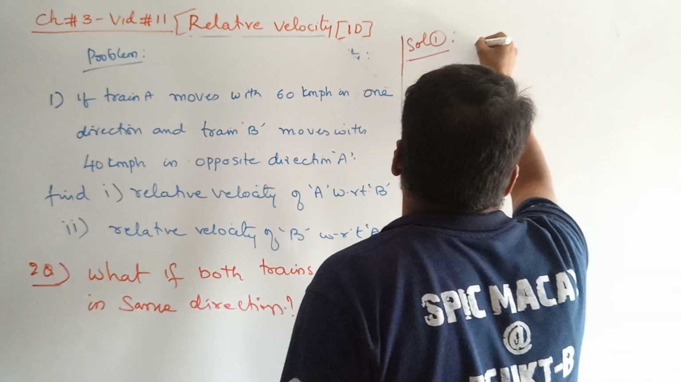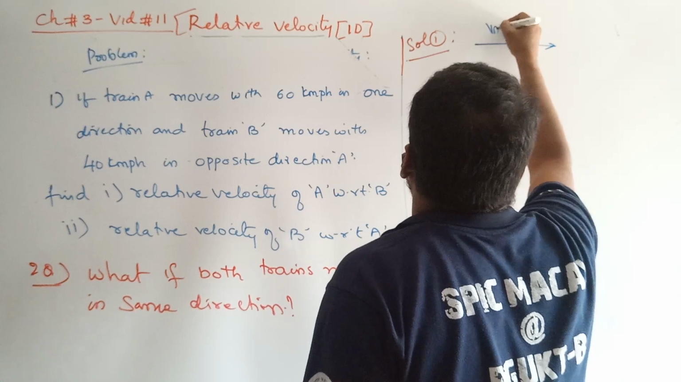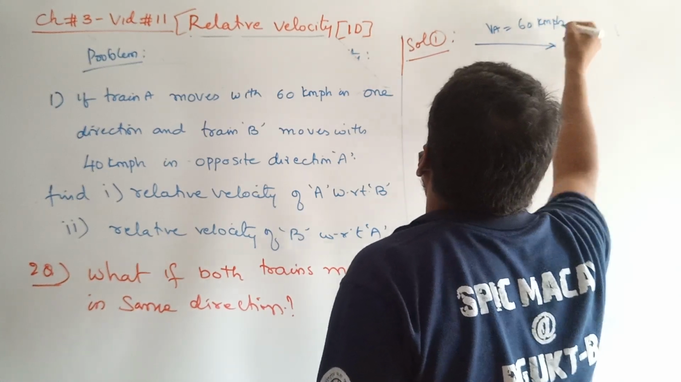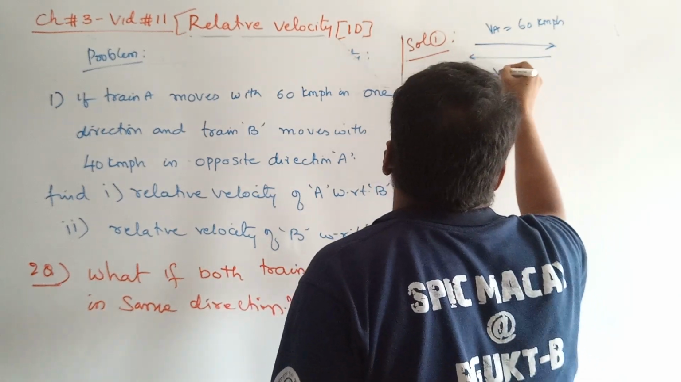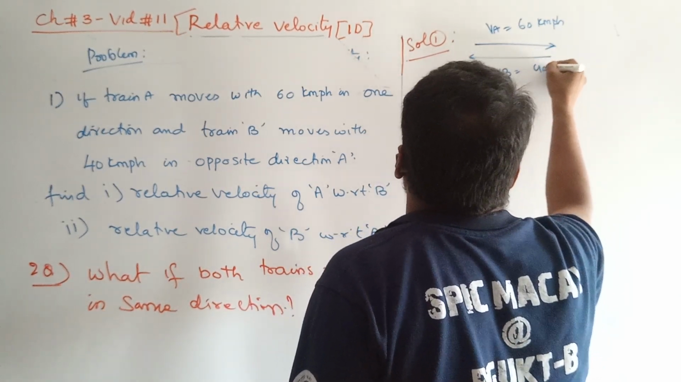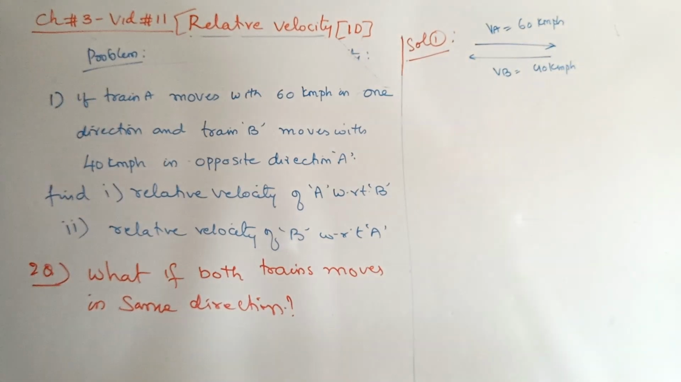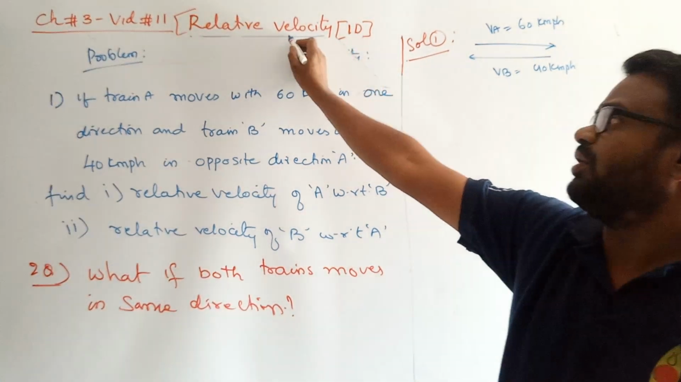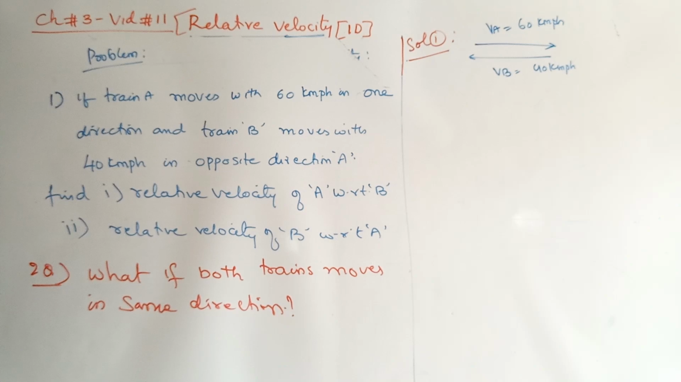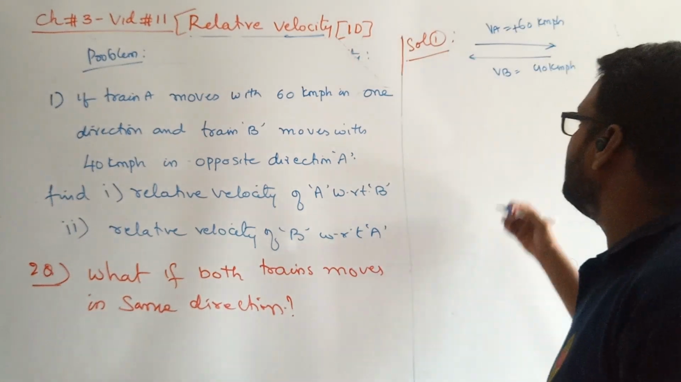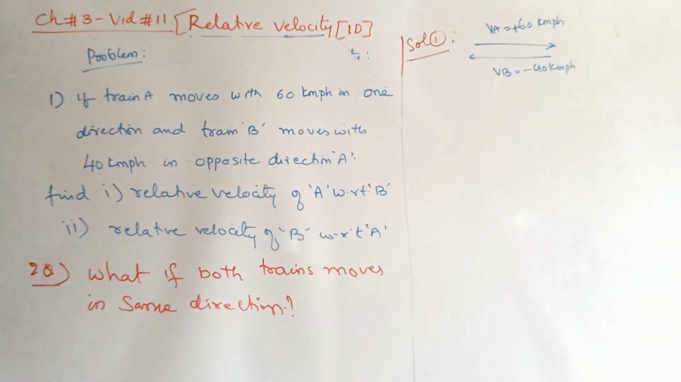Let us first say train A is going in this direction at 60 km/h, and train B is going in the opposite direction at 40 km/h. Now use sign convention properly because plus and minus is equally important in terms of vectors. Whenever you come across vectors, velocity, plus and minus is equally important. Accordingly, towards right let us consider plus, and towards left it is considered negative.